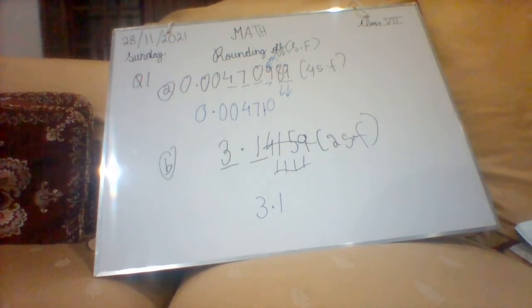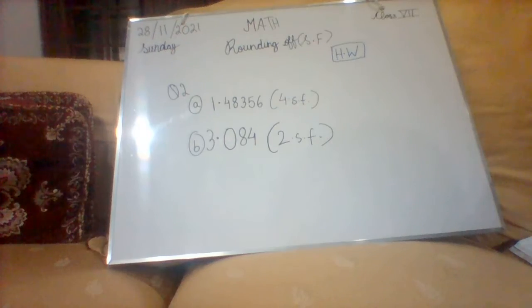Now I am giving you homework, 2 questions. Hopefully you can do it. This is your homework. In A, 1.48356, you have to convert this into 4 significant figures. And in B, 3.084, you have to convert this into 2 significant figures.